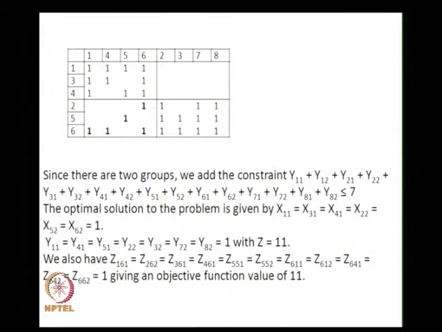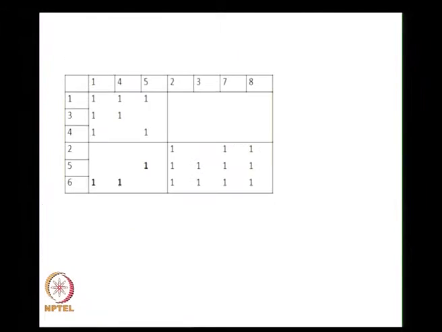So, the optimum solution is given with part numbers 11, 31, 41, 22, 52, 62 equal to 1, and with z equal to 11, 72, 82 equal to 1. We will now see that 6 is missing. So, part number 6 is subcontracted in this.